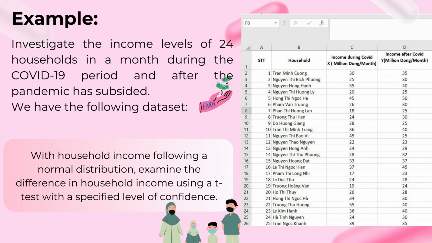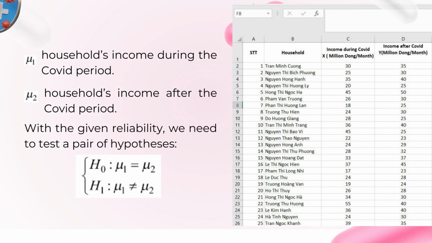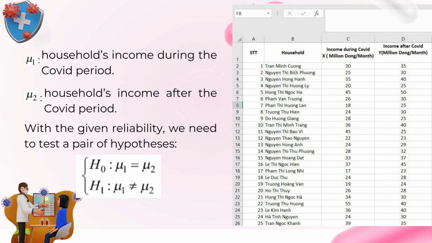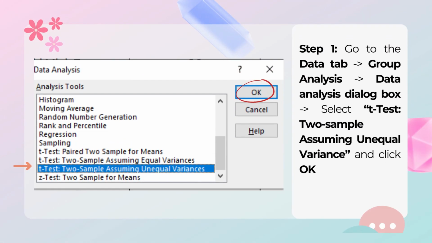Example: investigate the income levels of 24 households in a month during the COVID-19 period and after the pandemic has subsided. We have the following dataset. With household income following a normal distribution, examine the difference in household income using a t-test with a specified level of confidence. Refer to M1 as household income during the COVID period, and M2 as household income after the COVID period. With the given reliability, we need to test a pair of hypotheses as given below.